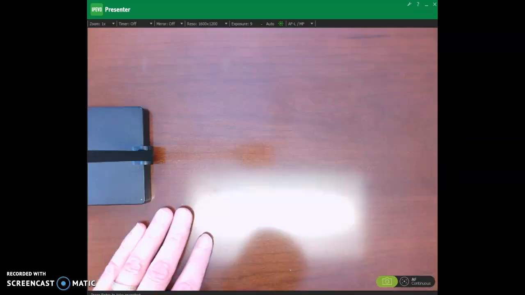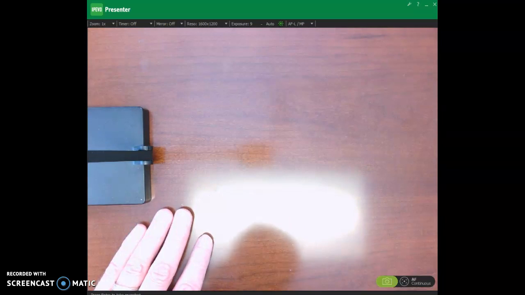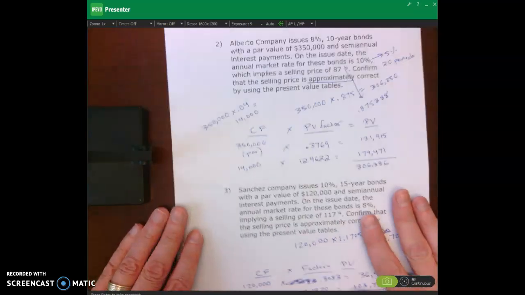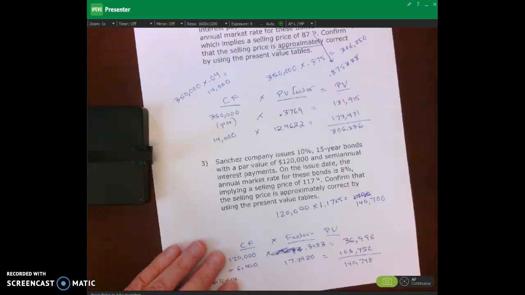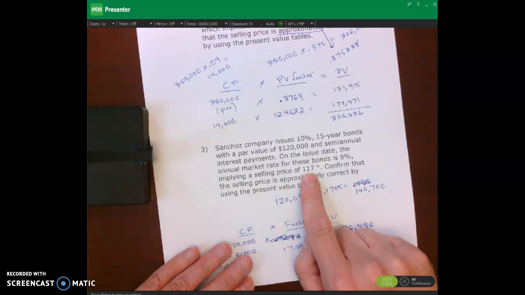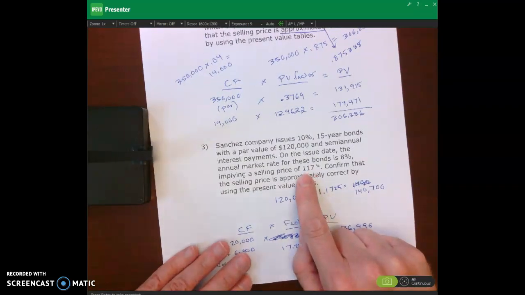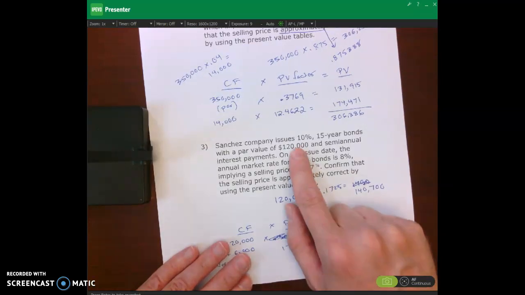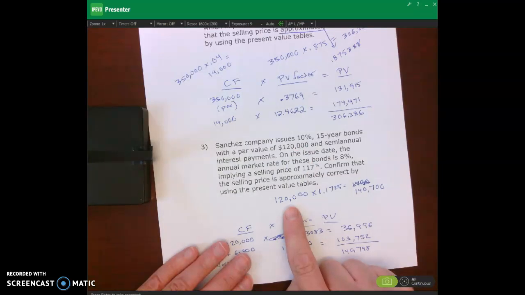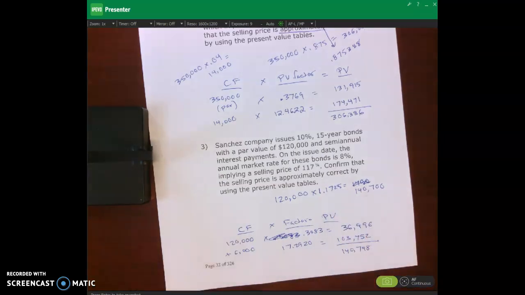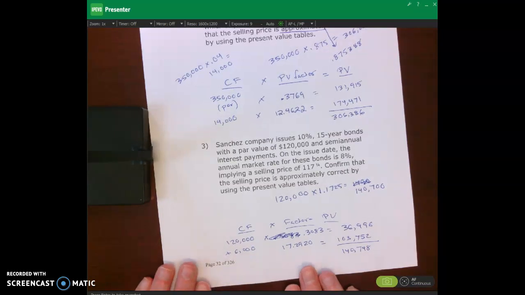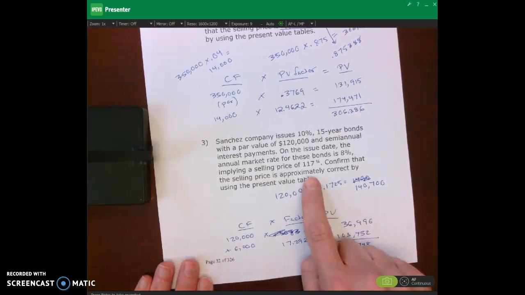Let's look at the problem on the next page, which was similar with the Sanchez company problem, which is similar to our other problem with Alberto company. So remember this, what this is telling you is that these bonds are trading at 117.25% of par value. So to figure out what the price would be on the markets, I take my 120,000 times 1.1725 gives me my 140,700.